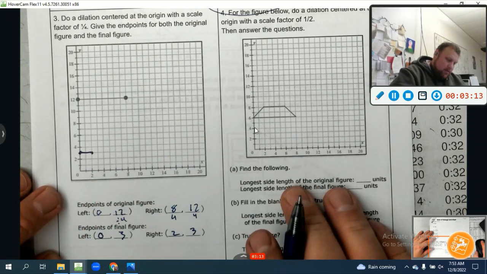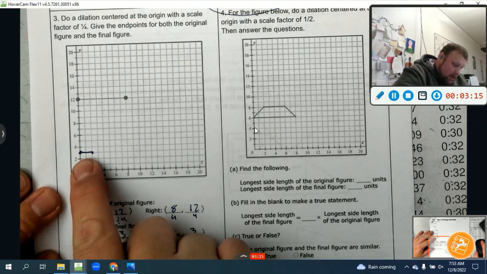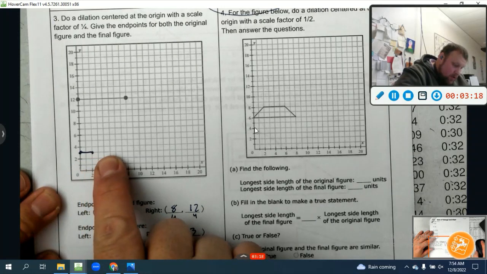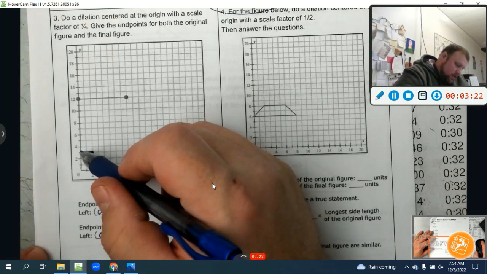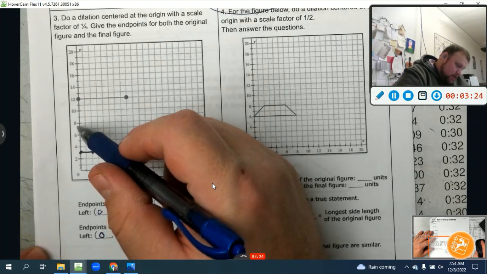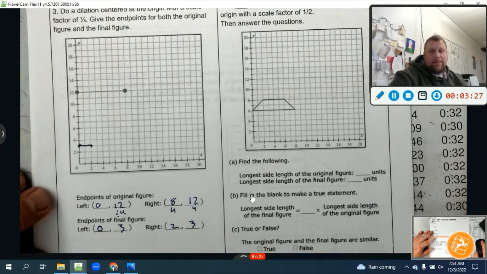Which makes sense, right? 2, 4, 6, 8. That's 1/4 of it. And it's 1/4 the distance. 3, 6, 9, 12. Yeah, there we go. Boom. Let's look at the next one, guys.